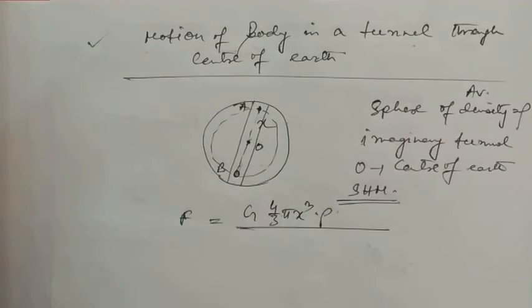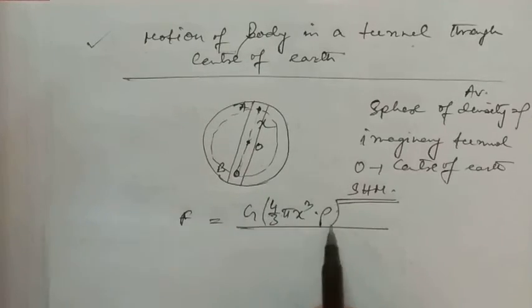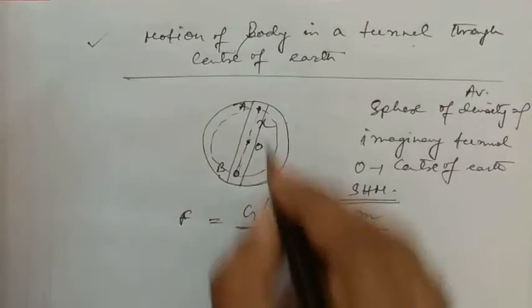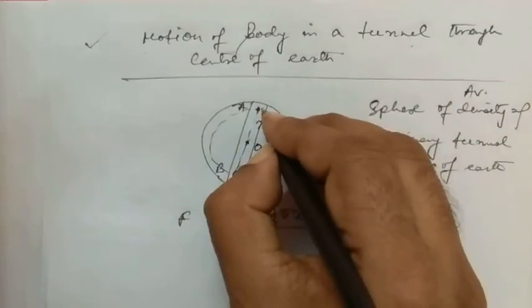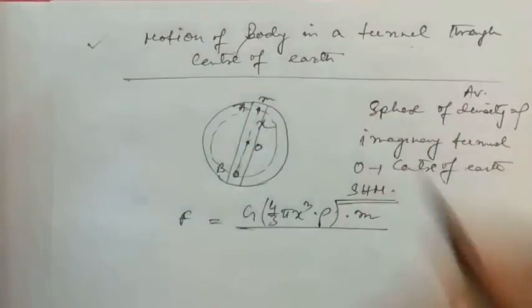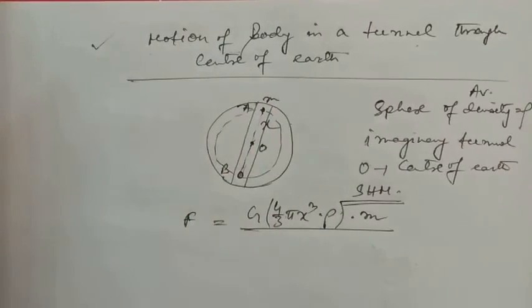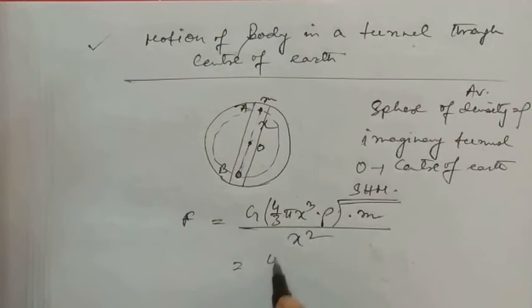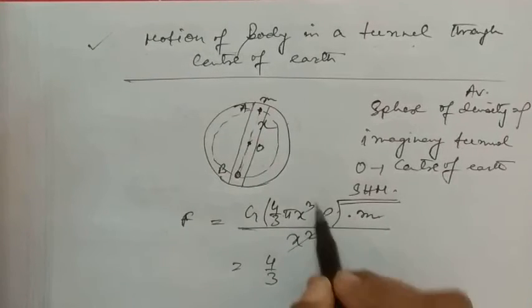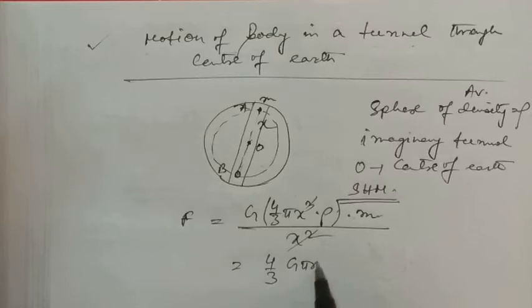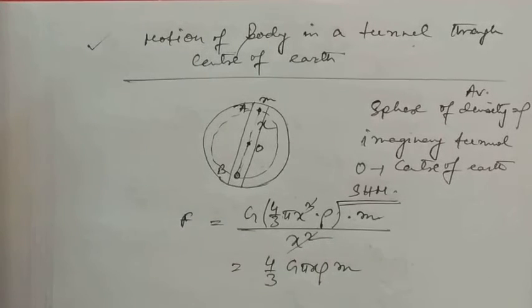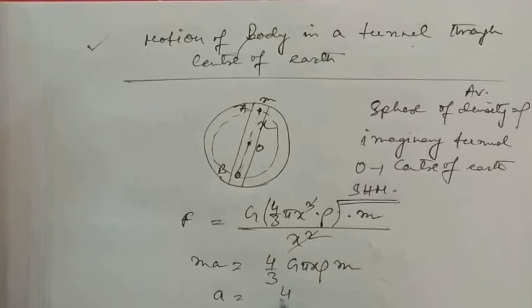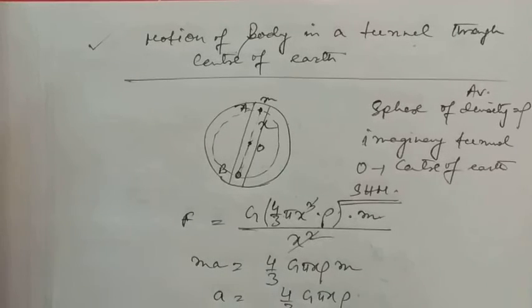into rho. That becomes the mass of the sphere of attraction, into small m, the mass of the body released into the tunnel, into m by x square. So this gives 4/3, x square and cube gets cancelled, 4/3 G pi x rho m. Now if we equate this with ma, the acceleration of the body will be equal to 4/3 G pi x rho.